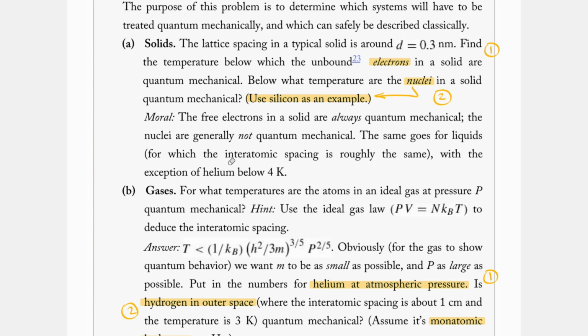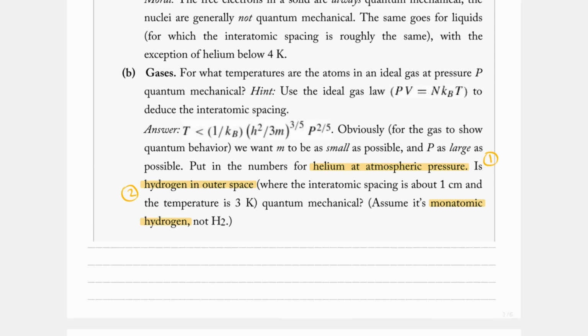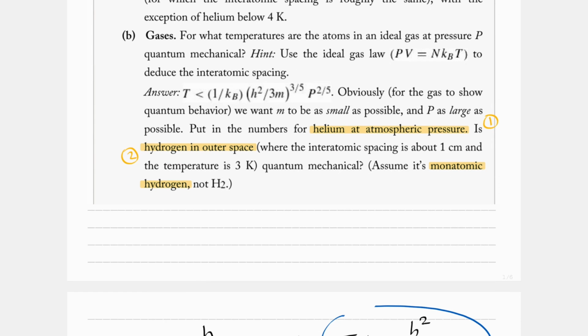then it says liquids are very similar. The interatomic spacing is roughly the same. It's the same order of magnitude, per se. And so it's going to be the same for liquids as it is for solids. The exception, of course, is helium below 4 Kelvin. Okay, and so you can do your own research about that one if you want to learn more about that. It's going to be for gases.